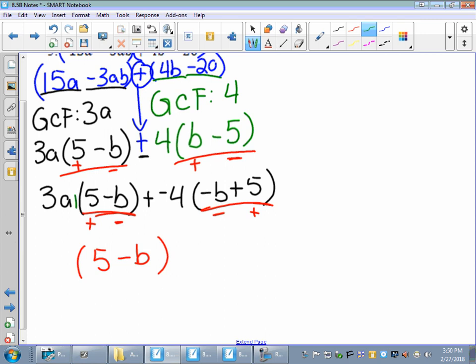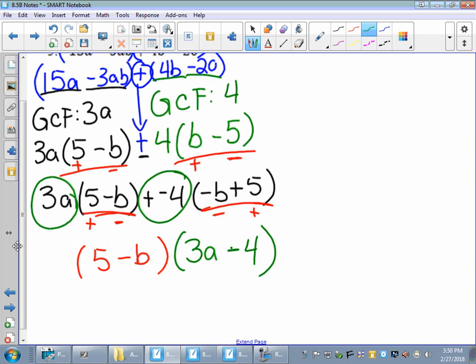Now what's left in front? The first one, I'm left with a 3a. The second one, I'm left with a plus negative 4. If it's a plus negative 4, can I go ahead and write that as a minus 4? The answer is yes. If you don't like that, go ahead and put a plus negative 4. That's okay too.